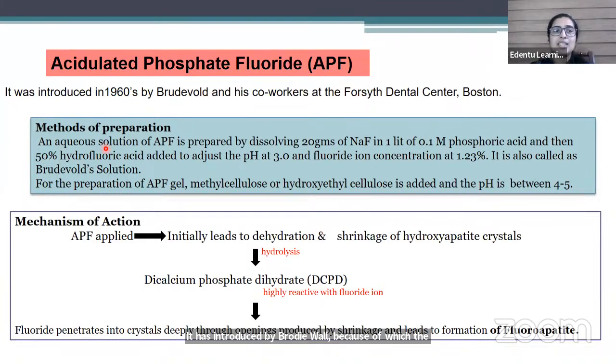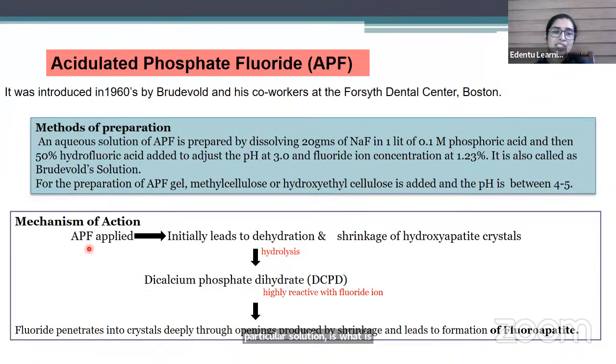As for the method of preparation, an aqueous solution of APF is prepared by dissolving 20 grams of sodium fluoride in 1 liter of 0.1 molar phosphoric acid, and then 50% hydrofluoric acid is added to adjust the pH to 3. Then the fluoride ion concentration is adjusted to 1.23%. This particular solution is what is called the Brudevold solution.